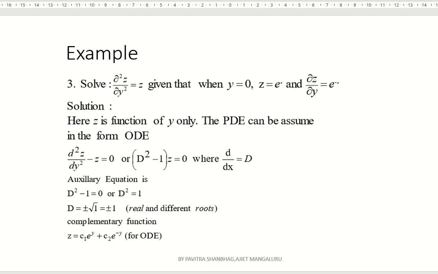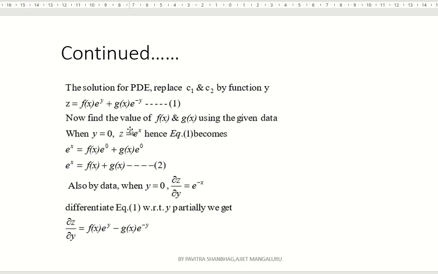Now first condition, put y = 0, z = e^x. Then what will we get? e^x = f(x)e^0 + g(x)e^0. So f(x) + g(x) = e^x. Next, second condition, they have given ∂z/∂y = e^(−x). For that, first we have to differentiate z partially with respect to y. So what is ∂z/∂y? ∂z/∂y = f(x)e^y + g(x)(−e^(−y)). That is f(x)e^y − g(x)e^(−y).